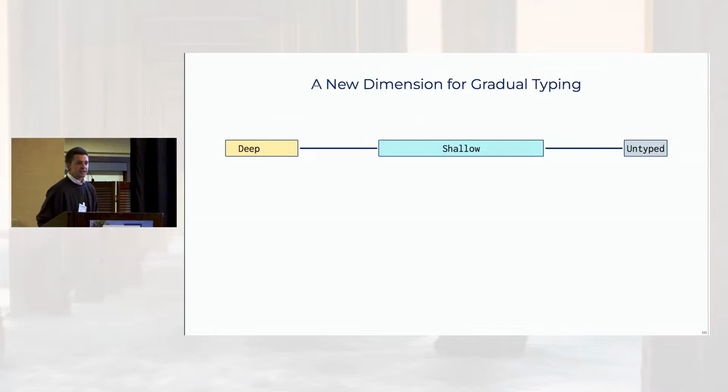More generally, we've seen that these strategies lie along a spectrum. It's not just typed to untyped, but it's typed, untyped to shallow typed to deep typed. And so knowing about this spectrum space raises new questions to explore in the future.